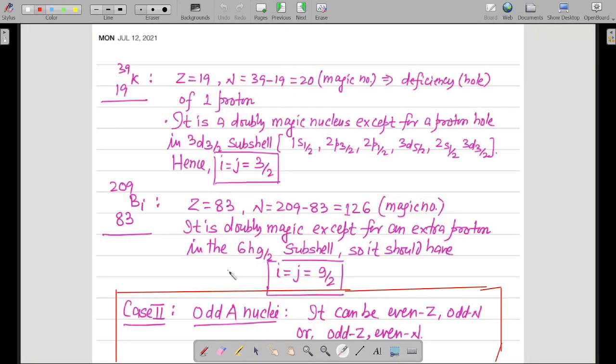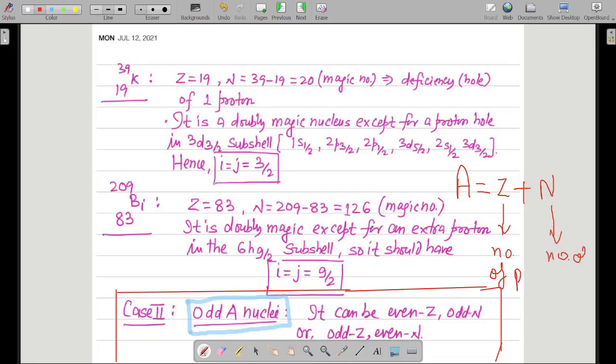What is our case number two? Suppose the atomic mass number A of a certain nucleus is odd. Then how can we write it? We can write A equal to Z plus N. The atomic mass number A is the sum of the total number of protons and the total number of neutrons, that is, the total number of nucleons. Here Z is the number of protons, and N is the number of neutrons.